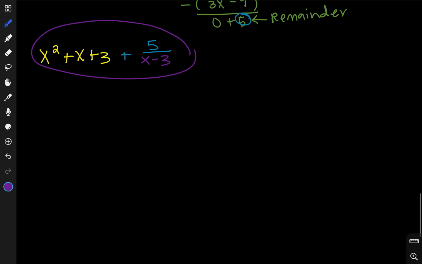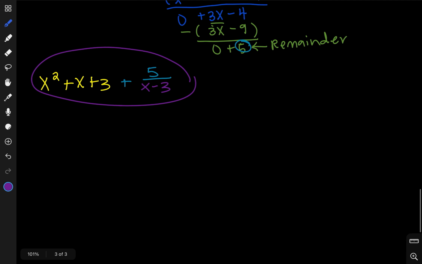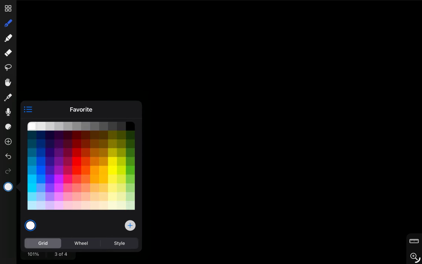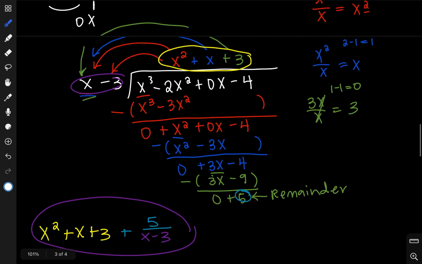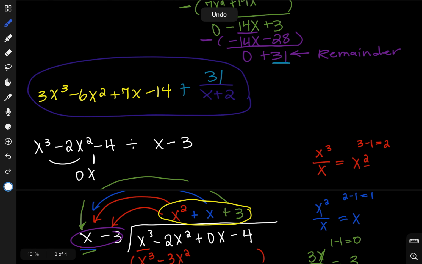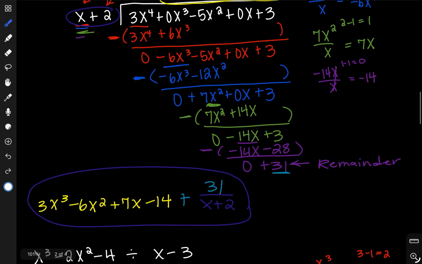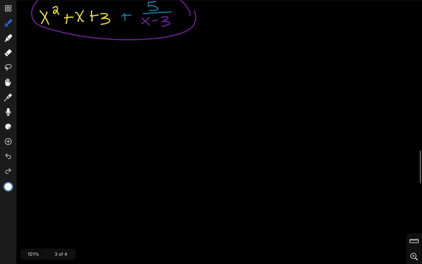Okay, now we're going to move on to synthetic division. And this only applies if you're dividing by a binomial. So this is a binomial, and this one was too. So we could have used it, but you can only use synthetic division for binomials. So if you have a trinomial, you can't use synthetic. But I'll show you anyways.